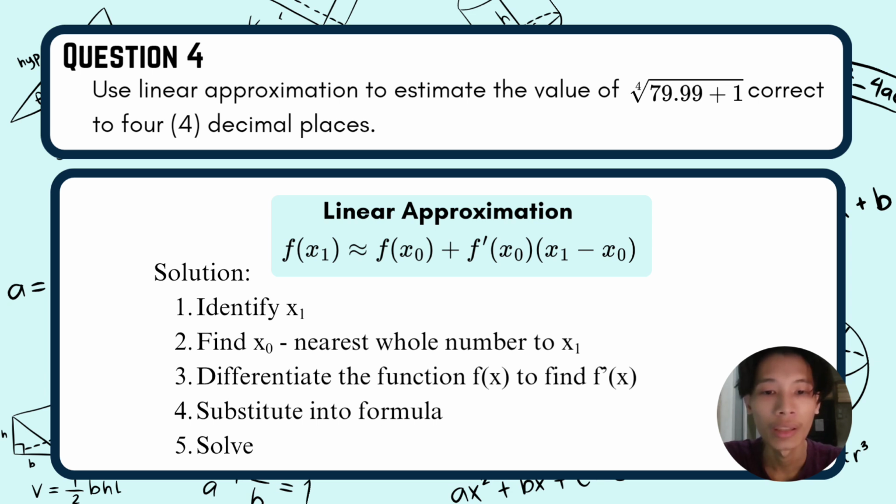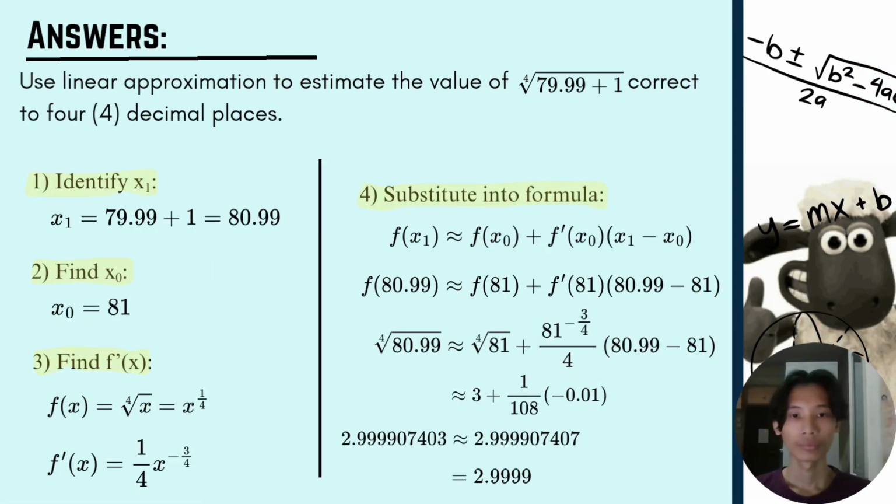To solve this question, first we must identify x1, then find x0, which is the nearest whole number to x1. Next is to differentiate the function f of x to find the derivative f prime of x. After that, substitute all the information into the formula. And the last one is to estimate the value. Alright, let's go to the solution step by step and see how we apply the linear approximation formula.